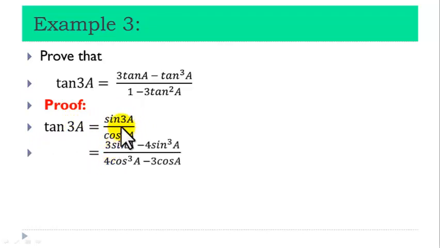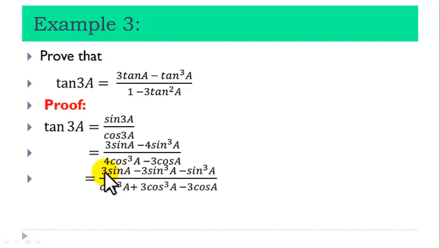And this is equal to, we recall that sine 3a is equal to 3 sine a minus 4 sine cube a, and cos 3a is 4 cos cube a minus 3 cos a. Let us break minus 4 sine cube a into 2 parts and also 4 cos cube a into 2 parts as follows. So this will become 3 sine a minus 3 sine cube a minus sine cube a all over, we also break this one into 2 parts as cos cube a plus 3 cos cube a minus 3 cos a.